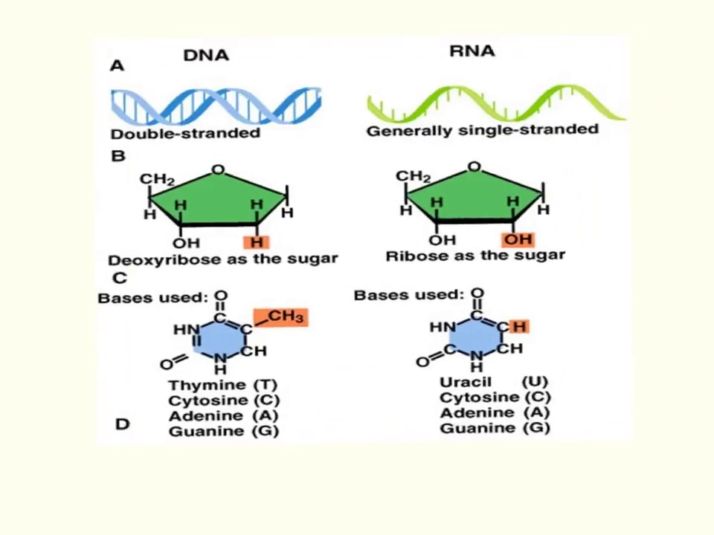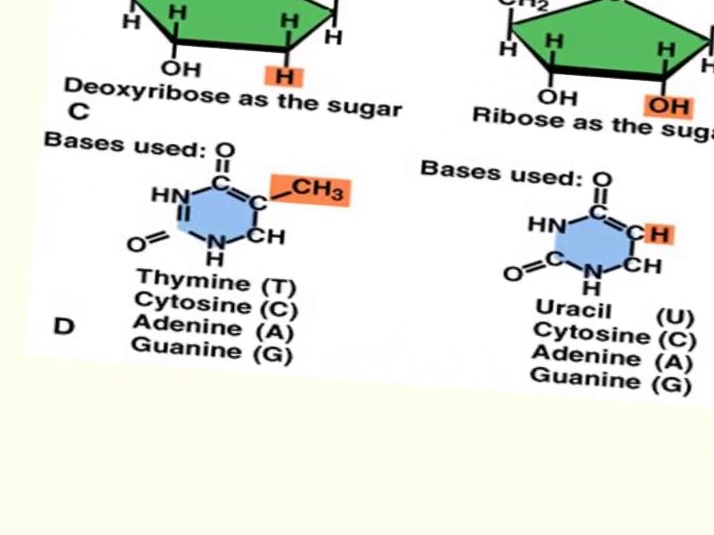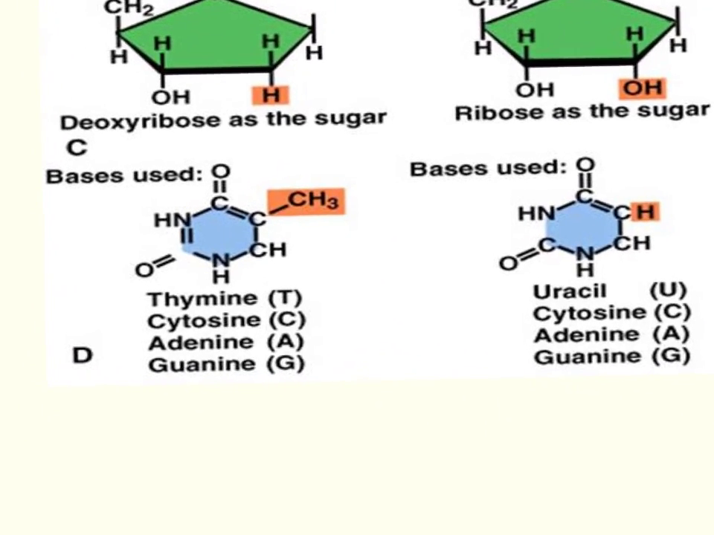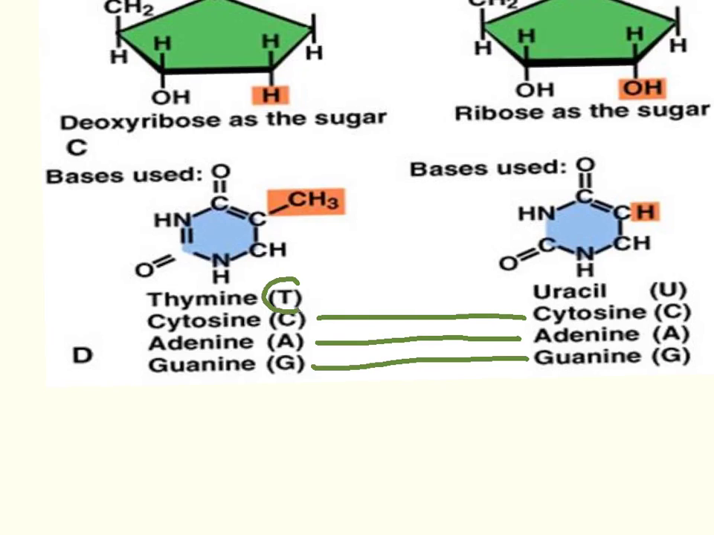And at the bottom of this chart, we can see how similar the nitrogenous bases are. Inside DNA and inside RNA, you can find G for guanine, you can find A for adenine, and you can find C for cytosine. The final letters are different, T for thymine inside DNA, and U for uracil inside RNA.